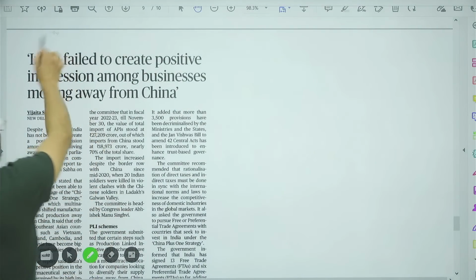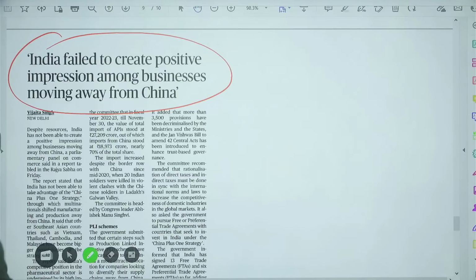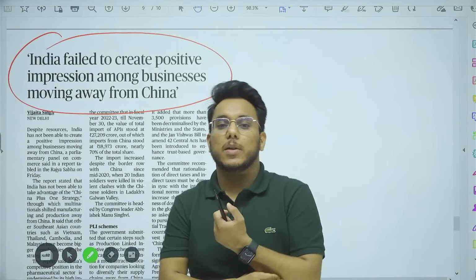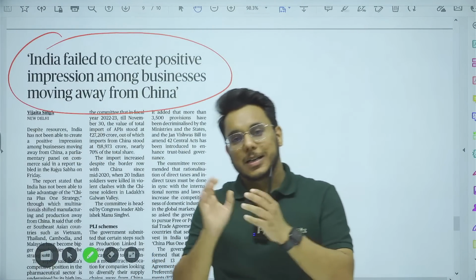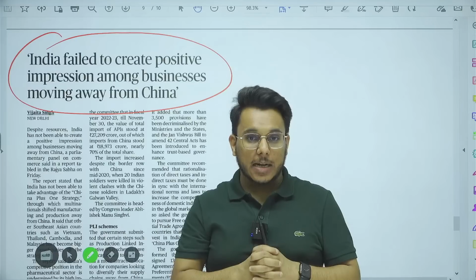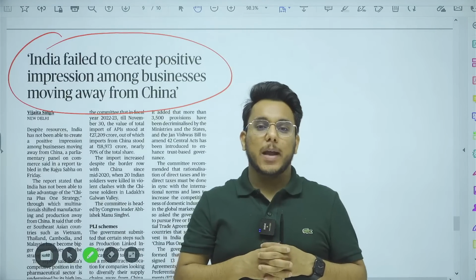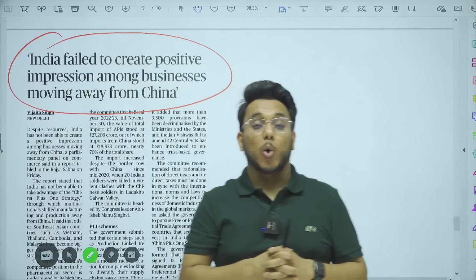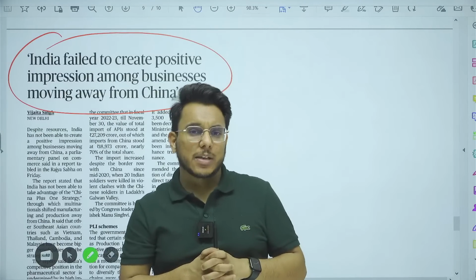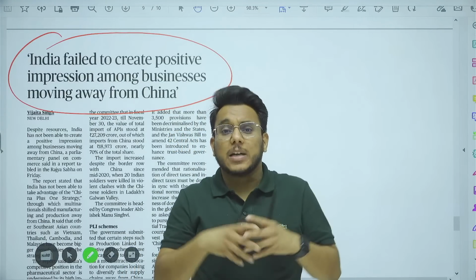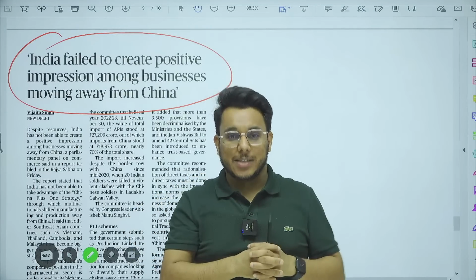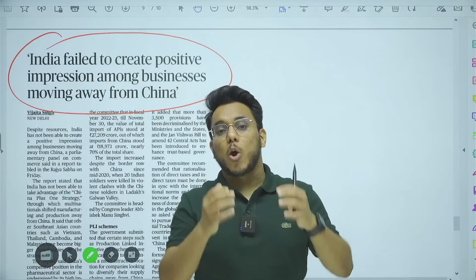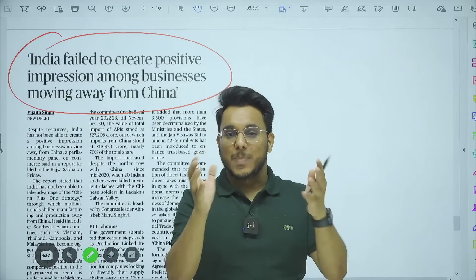India failed to create positive impression among businesses moving away from China. Now we'll see this particular idea can be used in GS paper number 3. Now see this thing. As the COVID-19 pandemic started, lockdowns were announced, and as the origin of the virus was from China, there was a kind of disdain, a little bit of frustration against China, and the countries realized this particular thing, that they have actually become a lot more dependent on China for their basic needs.